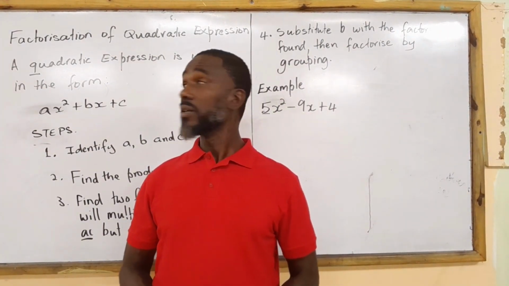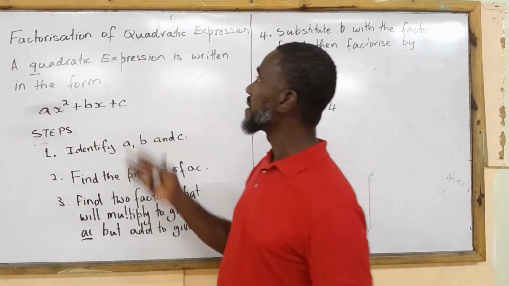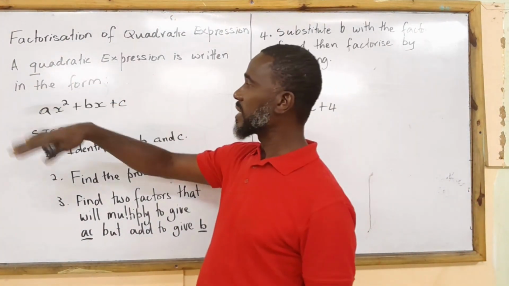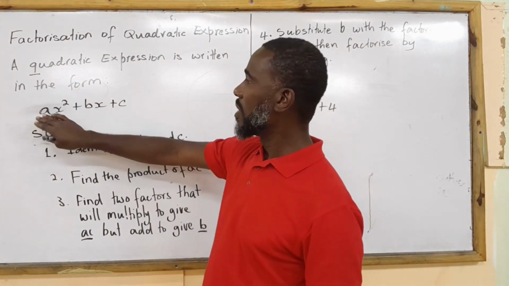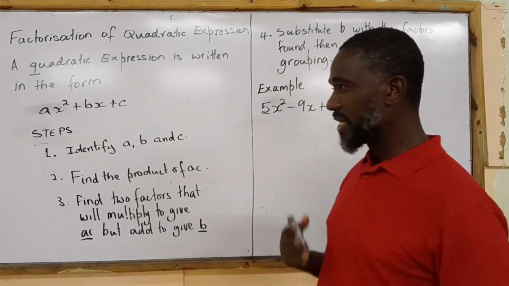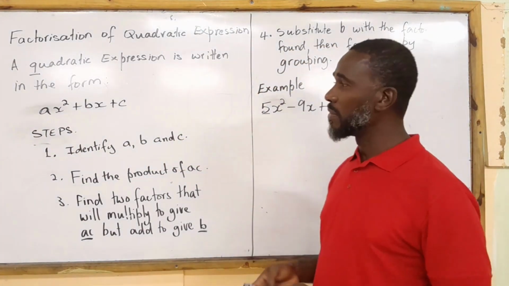Welcome to another video. Today we are going to be looking at factorization of quadratic expression. Now, a quadratic expression is written in the form of ax squared plus bx plus c. So basically that's just a general form.